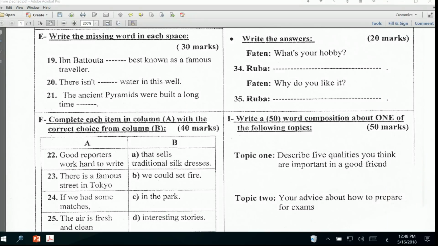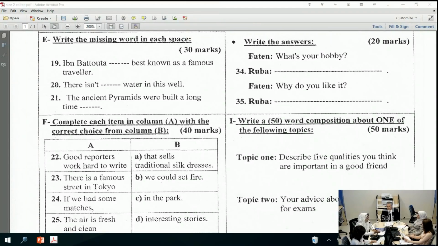So we have to mention the reason why I like it, because "why" and "because" always go together. And he can write any reason that he wants, but he needs to start with "because" and a clause. "I like it because it is lovely," or "because it is nice." The full answer is a clause, not just one word.